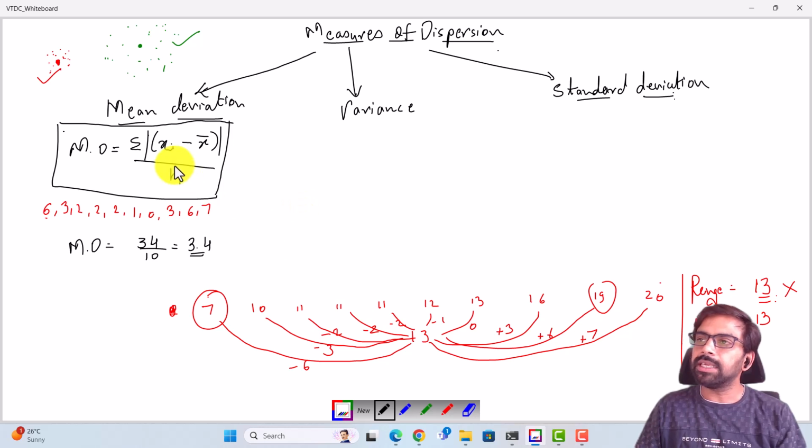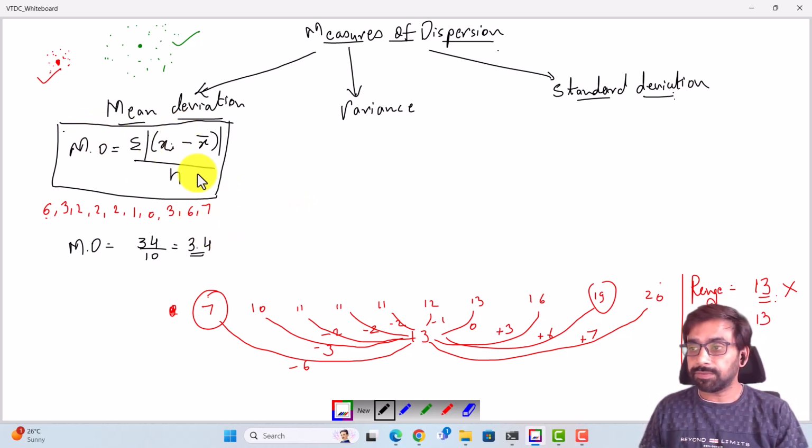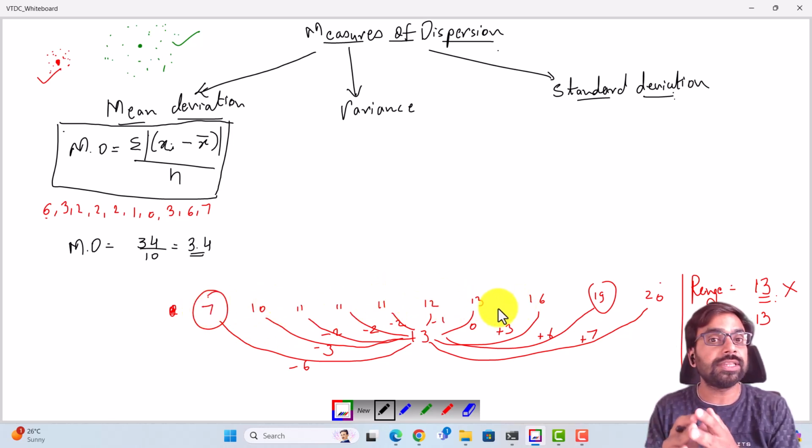Okay, that is the advantage of mean deviation. Now, what is the biggest advantage of this? The biggest advantage of this is that it's considering each and every point's contribution in the entire data.